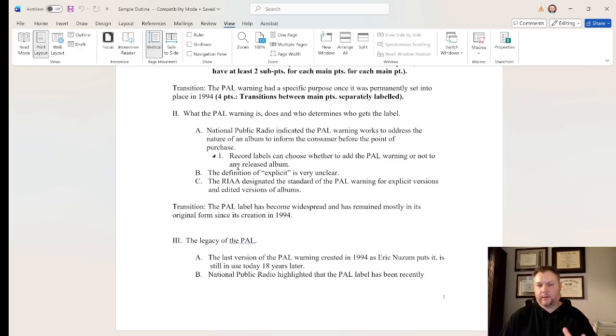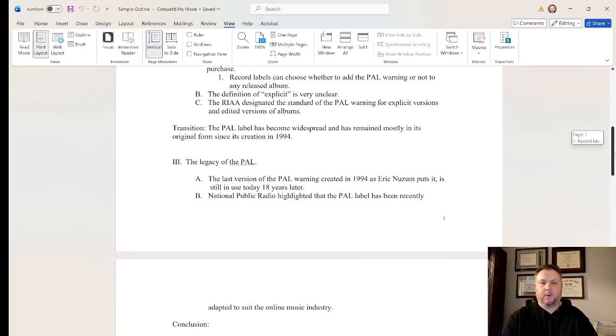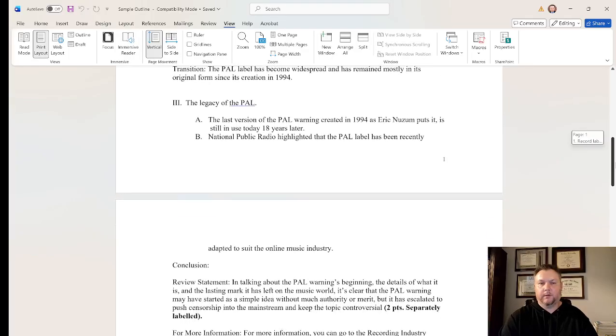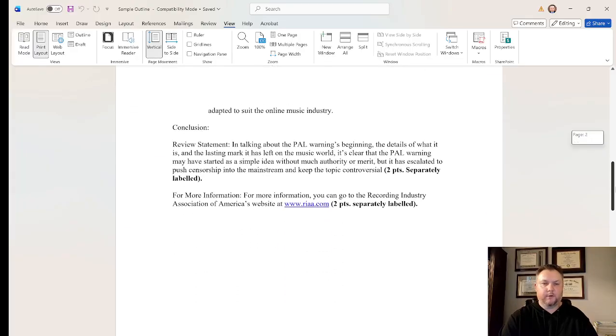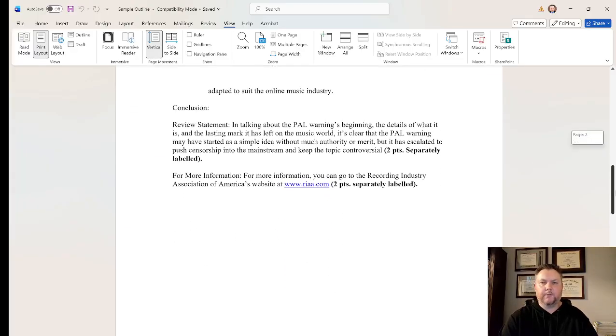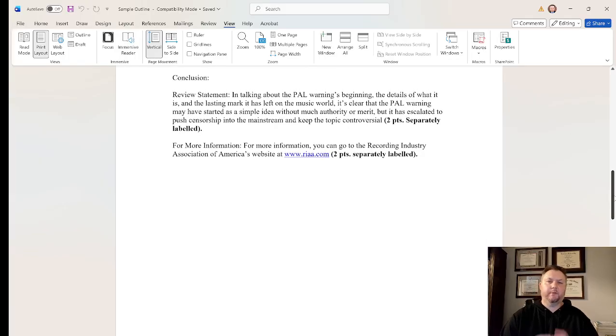So if you want to cite them within the body of your speech, you can, although it's not something that I require for my courses. So we go down to another transition, right? Third main point. Then we get to your conclusion. Now, what am I going to look for in your conclusion? That you have a review statement.